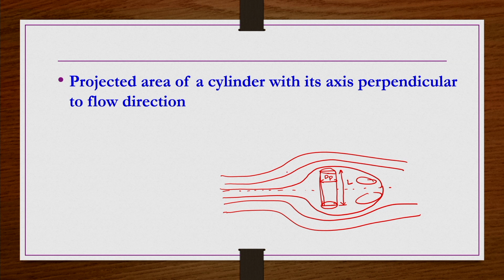Now, what should be the projected area? When you are seeing it, you see it as a kind of rectangle, when you are projecting on a plane in the flow direction. So, you see it is a rectangle of size L and dp. So, what should be the projected area for a cylinder with its axis perpendicular to flow direction? It should be L multiplied by dp.